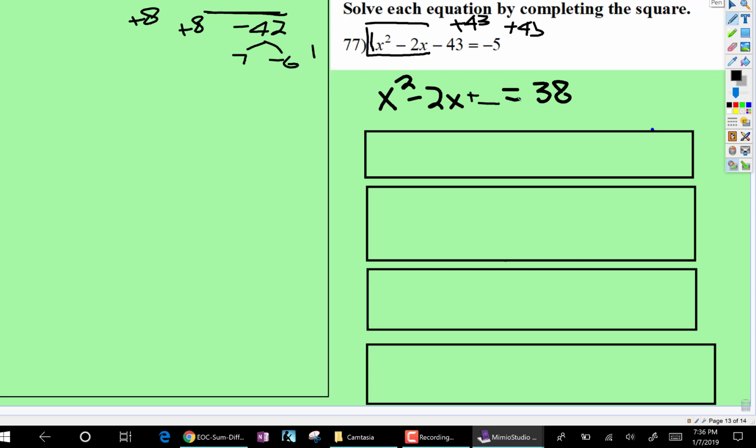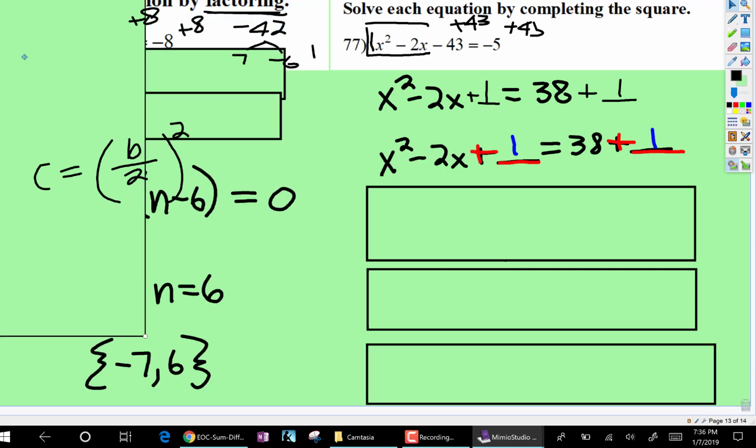I'm going to put plus blank, and if we add something to the left, we need to add something to the right. And then remember, what goes in the blank is the c value, and c value is equal to half of b, and then you square it. So half of 2 is 1. It doesn't matter if it's positive or negative, because you square it, it'll always be a positive number. So I'm just going to say half of 2 is 1. 1 squared is 1. So I'm going to add 1 to both sides. I think that's what I did down here below.